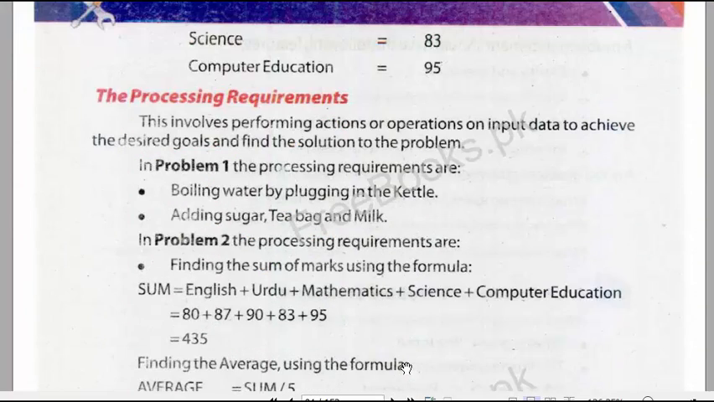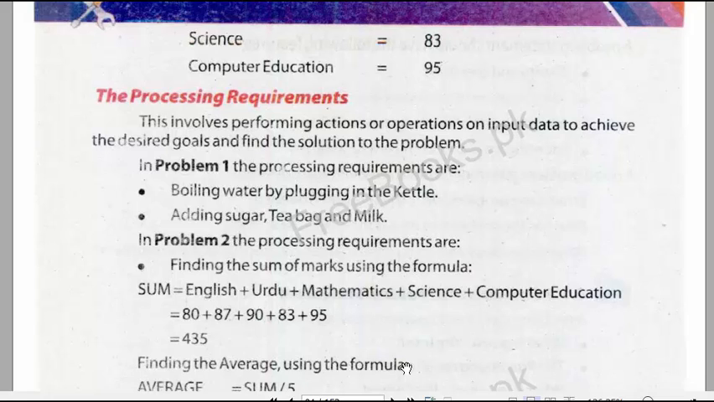Next is the processing requirements. This involves performing actions or operations on input data to achieve the desired goals and find the solution to the problem. The way you will solve the problem is called the processing. And what are the processing requirements? The actions and operations that are used to solve that problem. In problem 1, the processing requirements are boiling water by plugging in the kettle, adding sugar, tea bag and milk. In problem 2, the processing requirements are finding the sum of marks using the formula and finding the average using the formula.